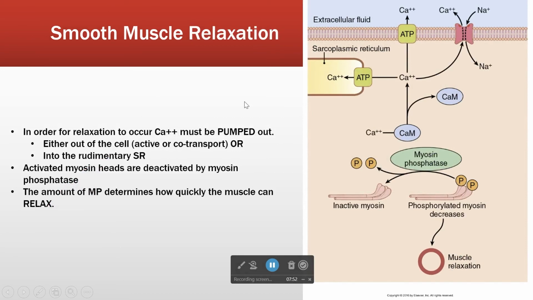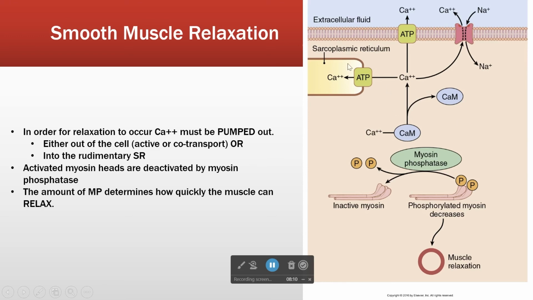All right. Well, how about relaxation? Same general idea. In order to get a smooth muscle to relax, we have to take the calcium away, because calcium is what causes it to contract. But once again, the mechanism and the locations are a little bit different.